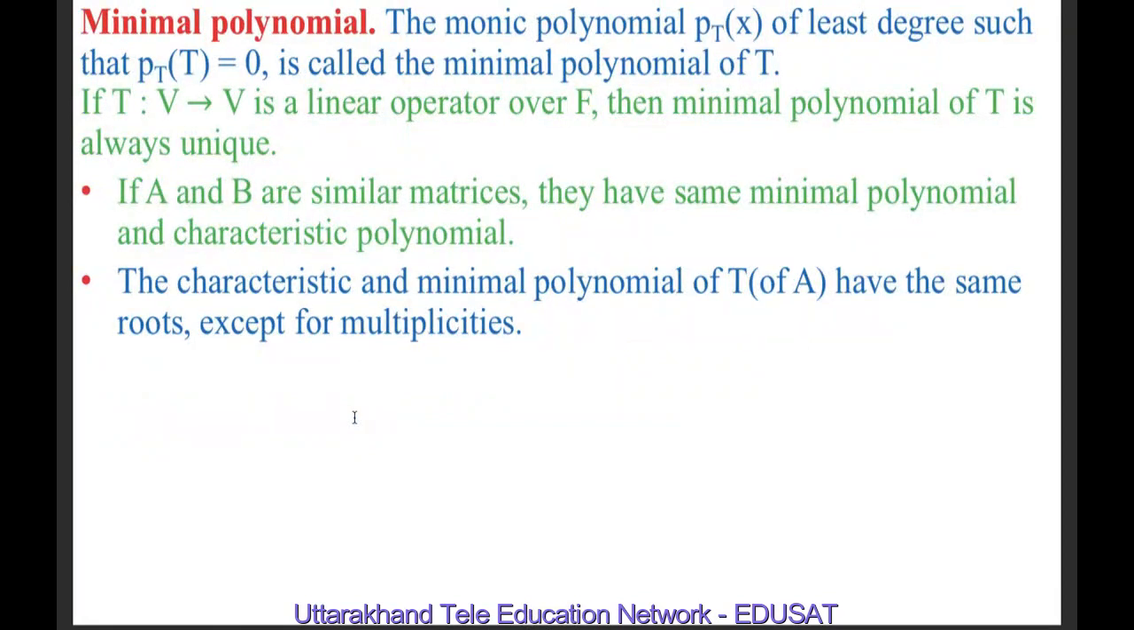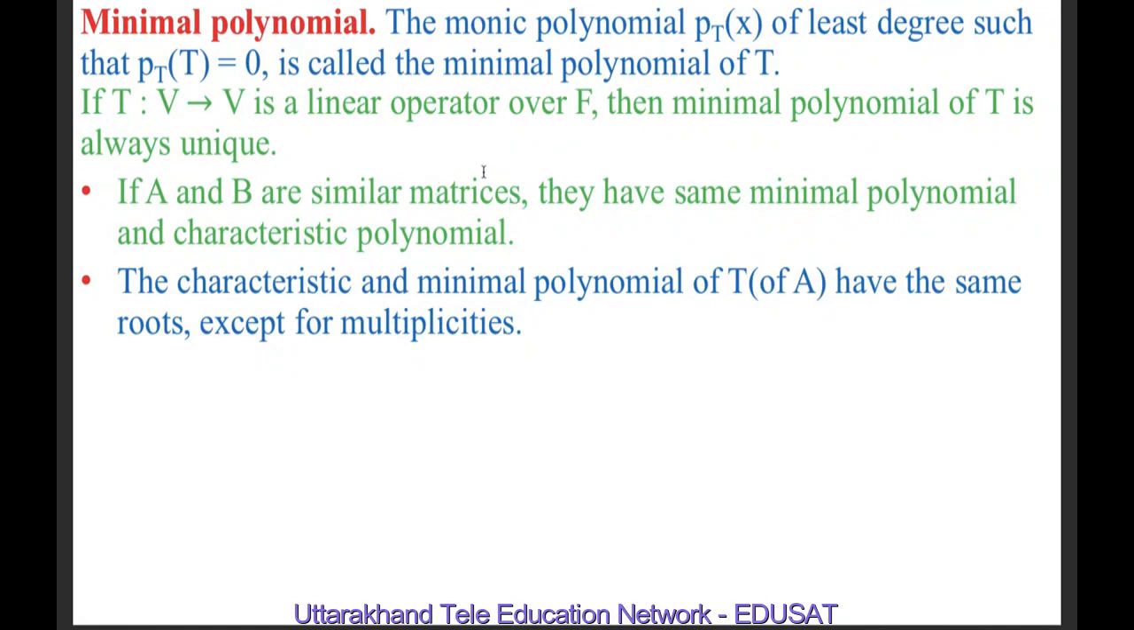Now the minimal polynomial. The monic polynomial P(t) of least degree, such that P(T) equal to 0, is called the minimal polynomial of T. Remember this. If T is a linear operator over F, then the minimal polynomial of T is always unique. If A and B are similar matrices, then they have the same minimal polynomial and characteristic polynomial.